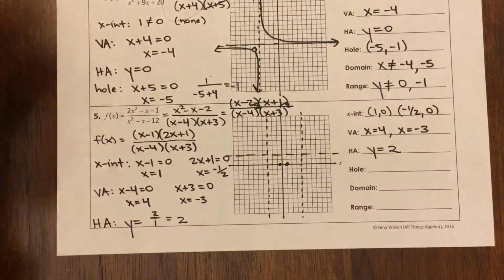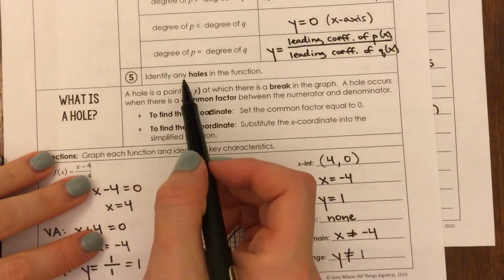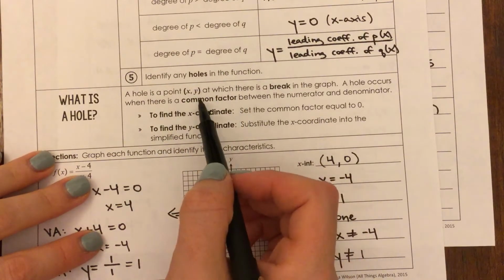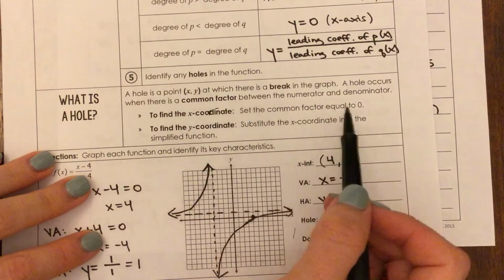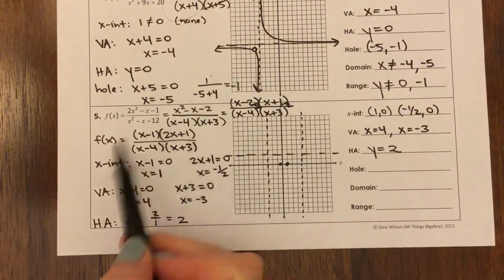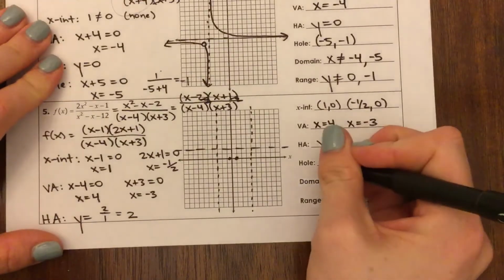And then we move on to our final step before we graph, which is to identify any holes. Holes occur when there's a common factor that canceled out. No common factors here, which means no holes.